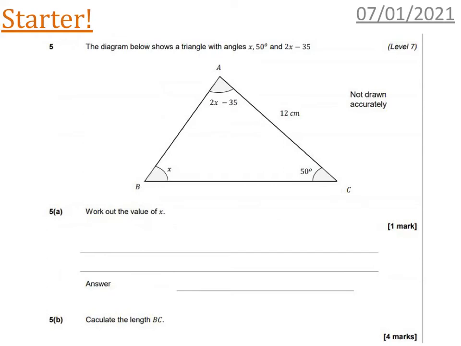We're continuing on with our trigonometry today. We're going to look at the cosine rule and we're going to use it to find an angle.